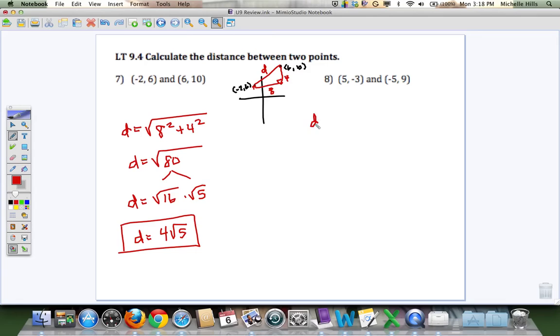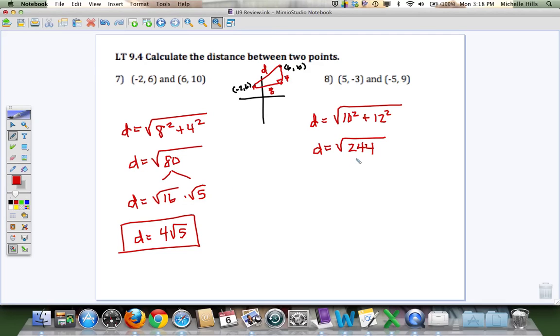So the distance here, square root of, well, the distance between my x's, between 5 and -5, is 10. The distance between my y's, -3 and +9, is 12. So it ends up being the square root of 144 plus 100 is 244.